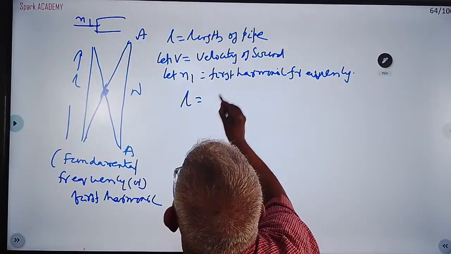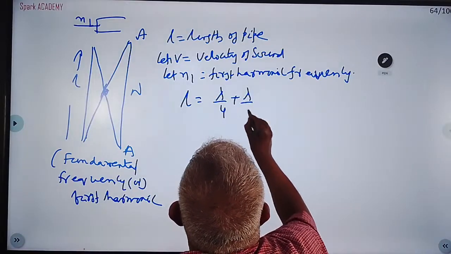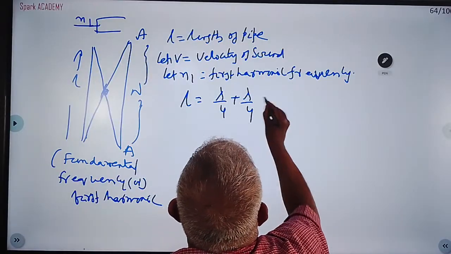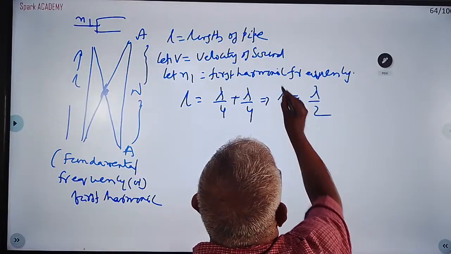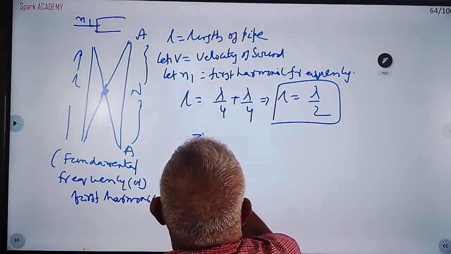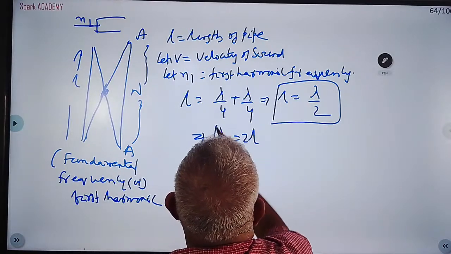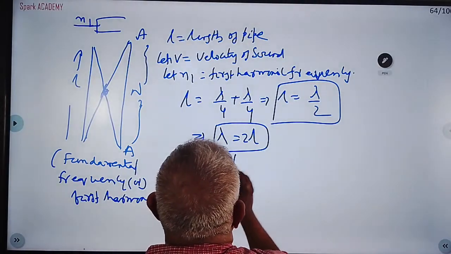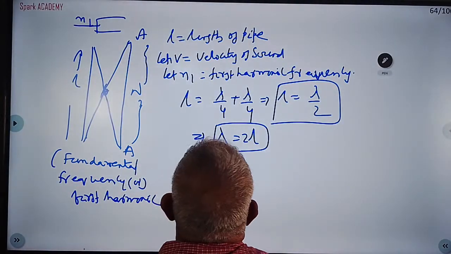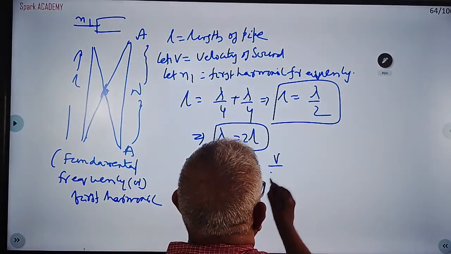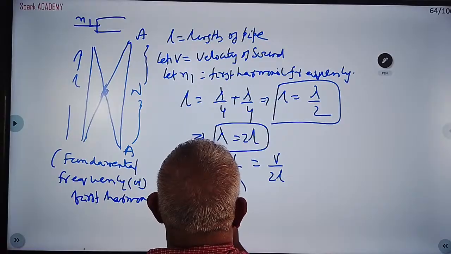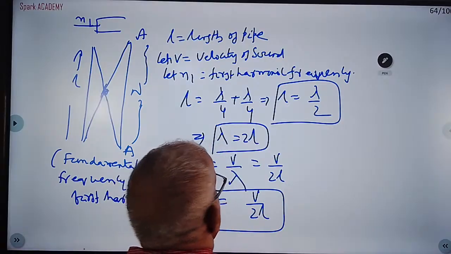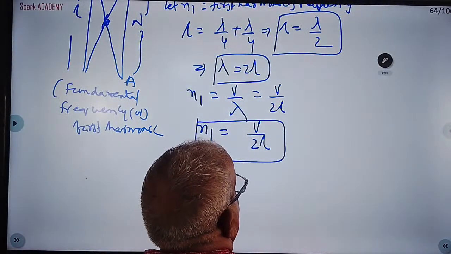L will be equal to lambda by 4 plus lambda by 4. This is antinode to node, lambda by 4. So L is equal to lambda by 2, which implies lambda is 2L. How to find the frequency? N1 is V by lambda, because V equals N lambda. That is V by 2L. Therefore the fundamental frequency or first harmonic frequency is V by 2L.